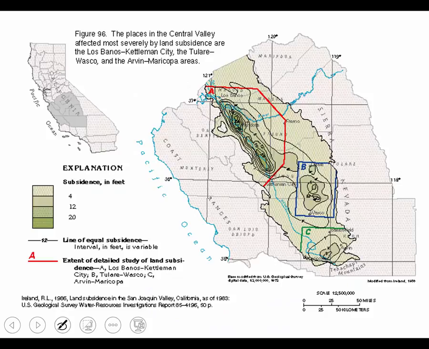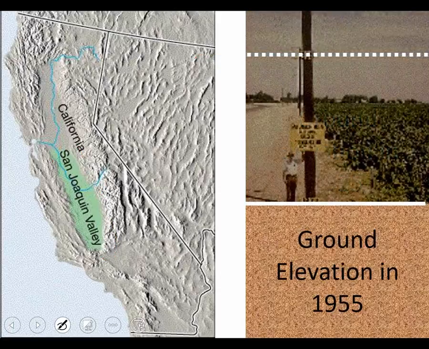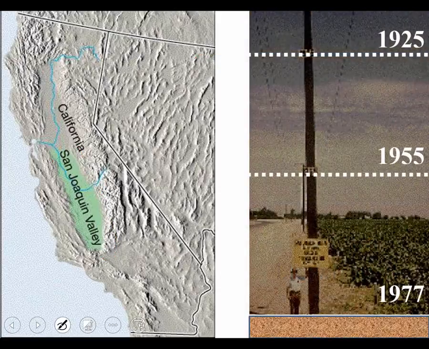So let's look at this one. This is probably the classic example in the Central Valley of over 20 feet of subsidence. Okay? And that area, right in here, here's where the ground was in 1925, 1955, 1977, and it's continued today. Just imagine that much subsidence having occurred.